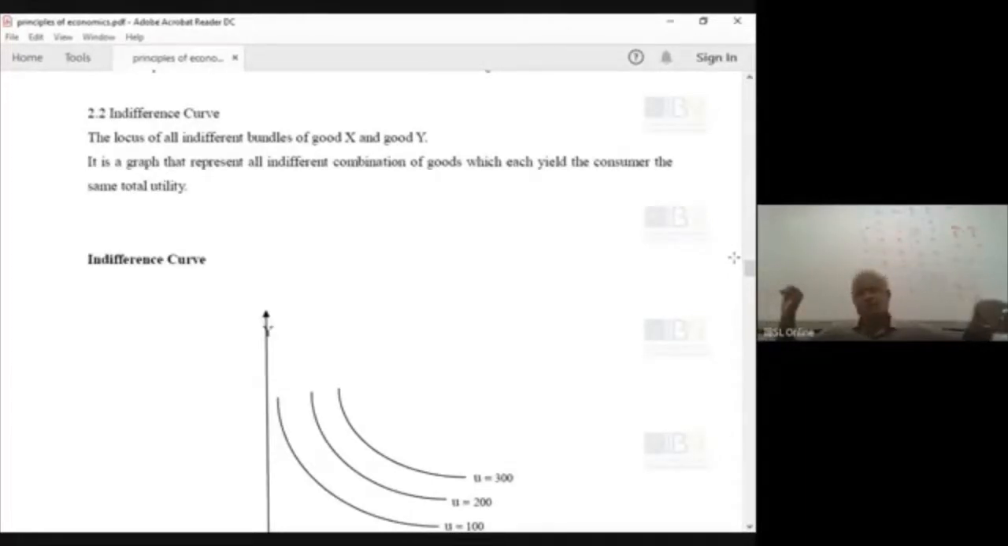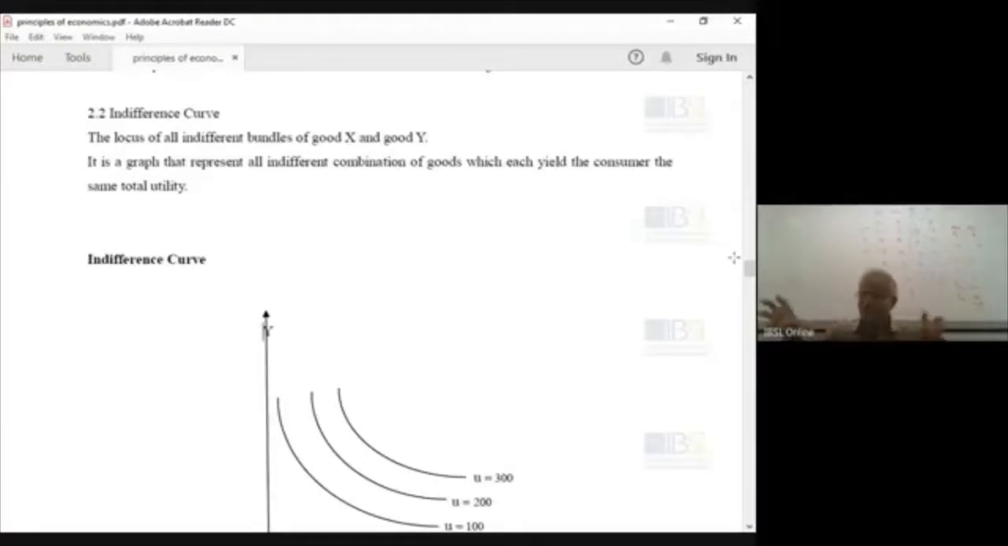2 oranges, 3 apples; then 20 oranges, maybe 10 apples. Like that, you can form different bundles of goods and ask him to rank them. Sometimes he says A is preferred to B, sometimes C is preferred to D, and sometimes he says I am indifferent. A large number of bundles is given to him, then you take all these indifferent bundles.